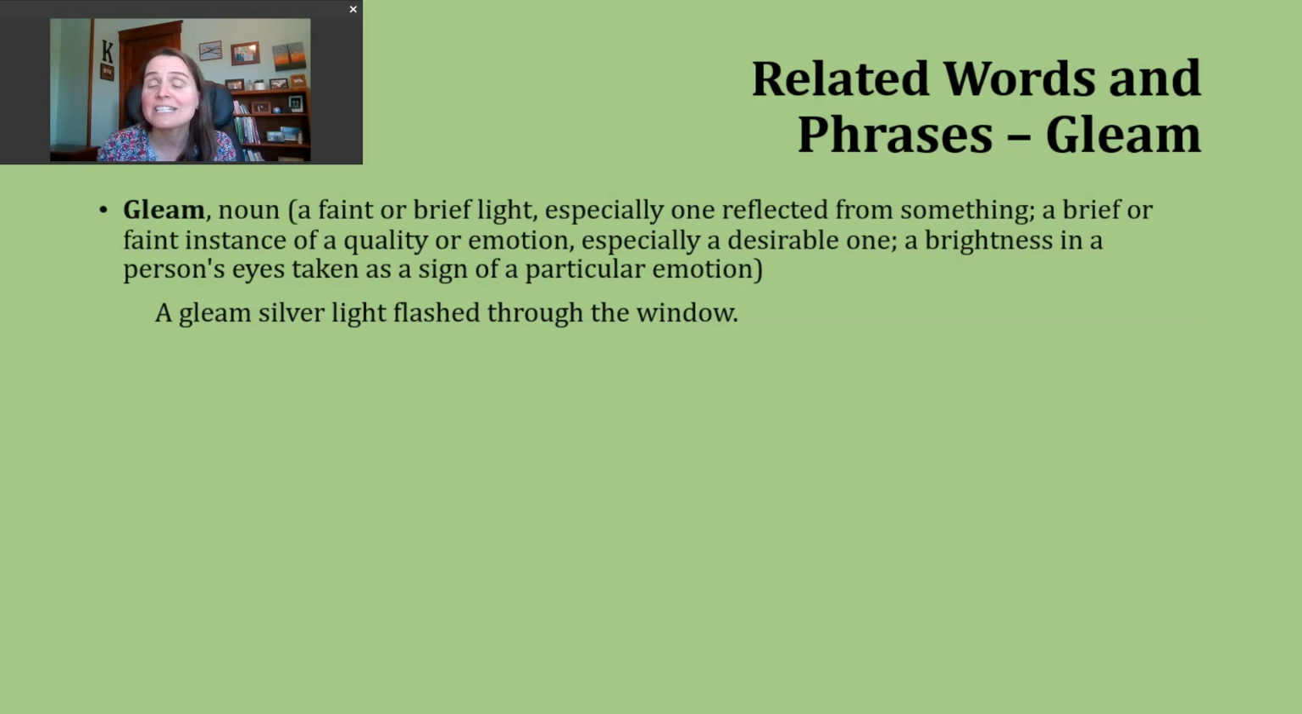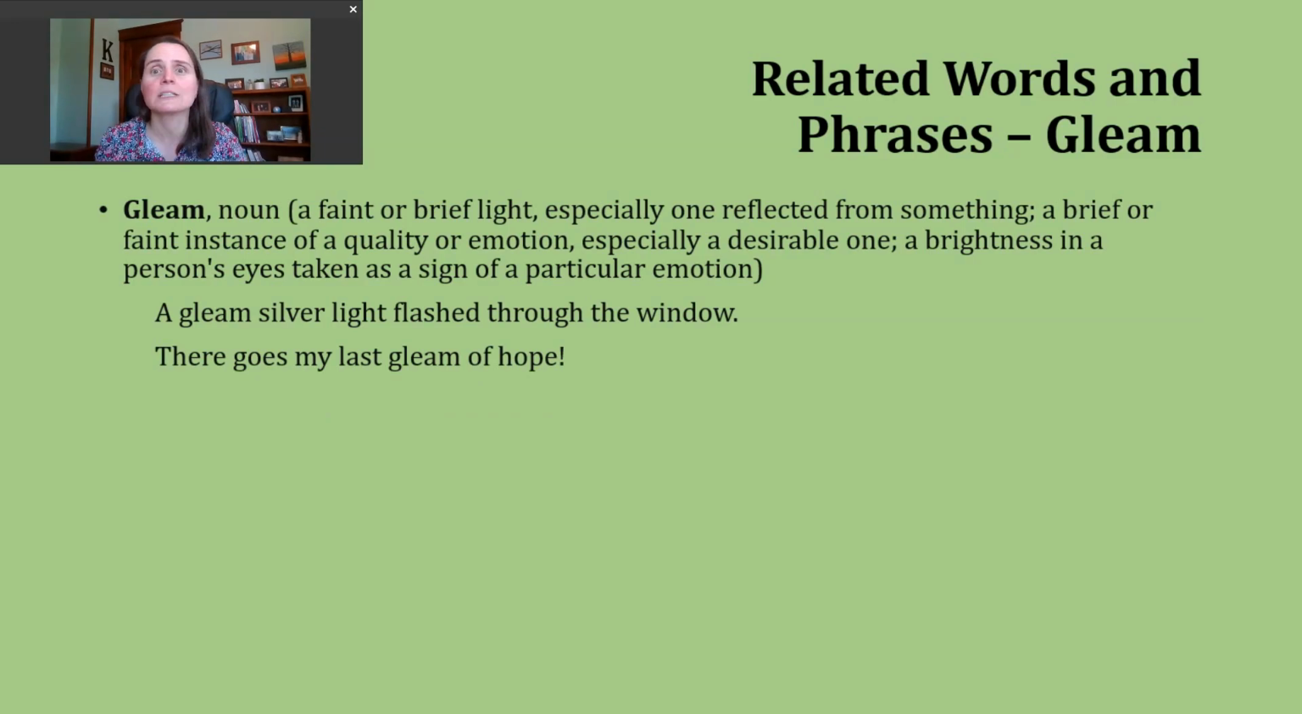Now, a second way to use gleam can mean a brief or instance of some kind of quality or emotion. An example of this, there goes my last gleam of hope. Right? So someone was maybe having a really difficult kind of period, thinking about something in the future, being hopeful, but all of a sudden, right, this faint bit, it's gone now for whatever reason, maybe based on someone else's actions or certain considerations.